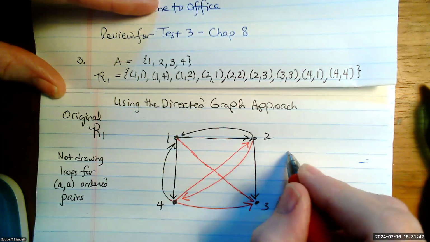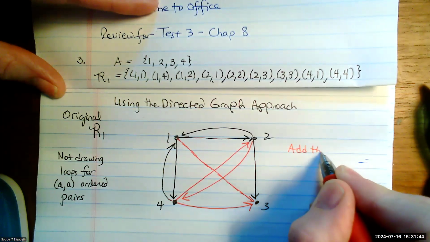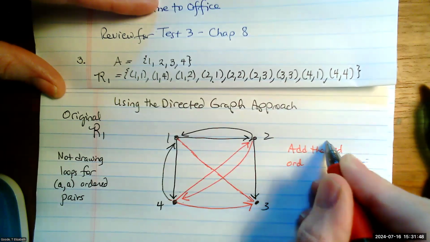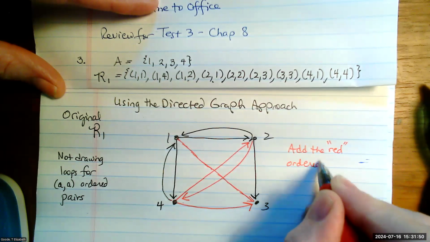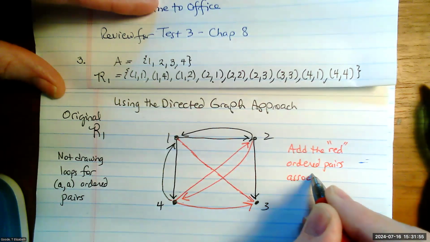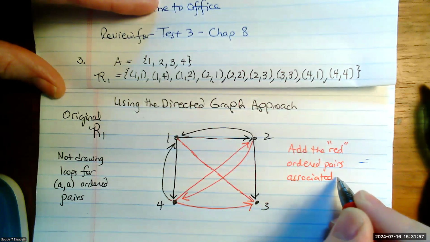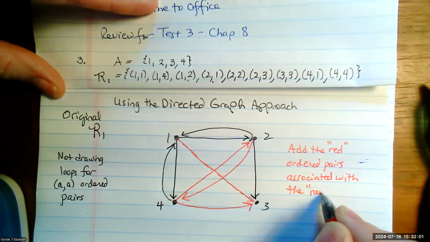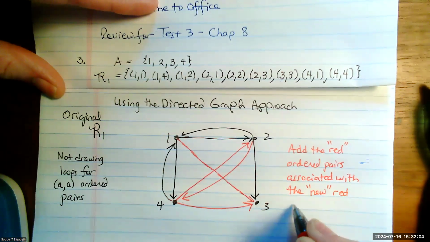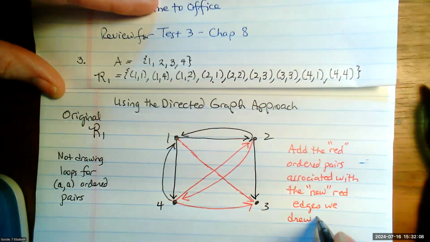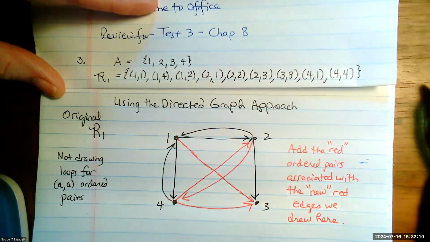So, add the red ordered pairs associated with the new red edges. So that's the way that we use the directed graph to check for transitivity.